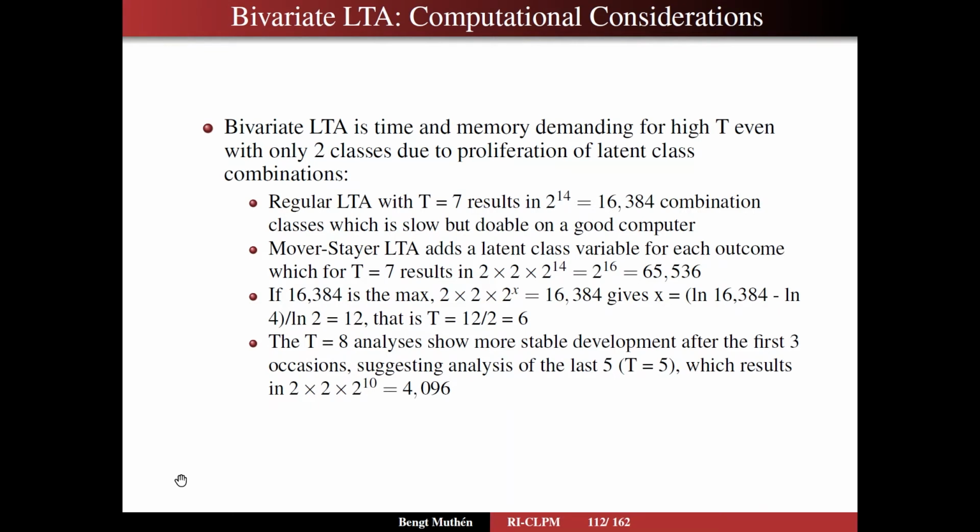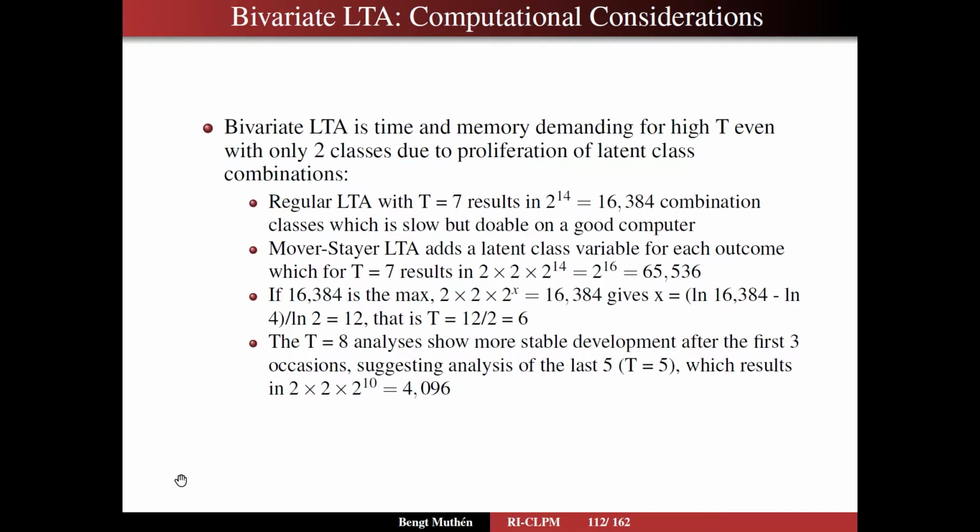On slide 112, I discuss some computational considerations because they become important in this case. Bivariate LTA is time and memory demanding, I say, when you have many time points, even with only two classes, because we get so many combinations of the latent classes. Now I'm going to focus on two classes here because of the binary outcome of suicidal ideation and substance abuse.